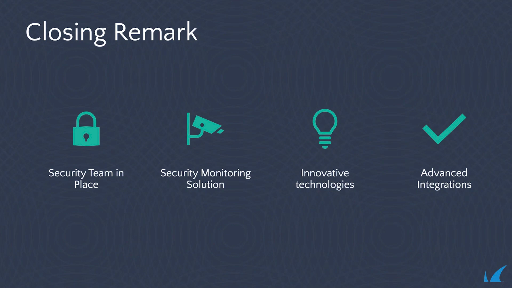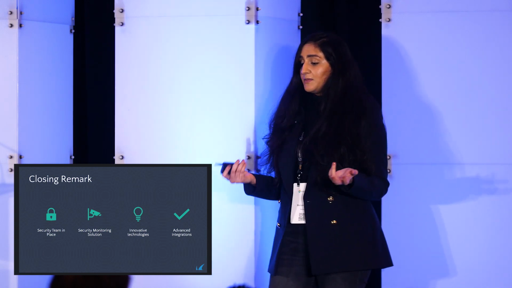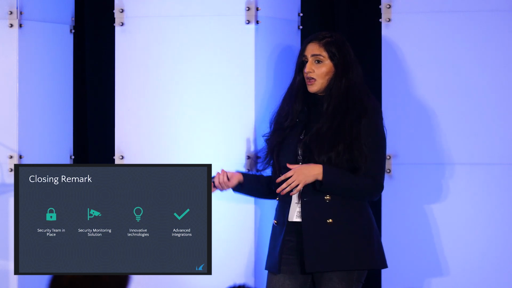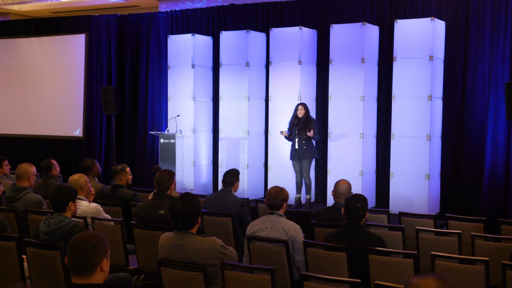One of the things is having a security team in place, making sure you have individuals that are trained to mitigate an incident response. Also, having security monitoring in place that's looking at your data day in and day out to look for anomalies and abnormalities. Also, having innovative technology, forward-facing technologies, and advanced integrations. And what I mean by advanced integrations, making sure you're logging all the logs that would be useful for any incident response. And I really think the partnership with Barracuda and Elastic will help you achieve that and help you mitigate your risk.